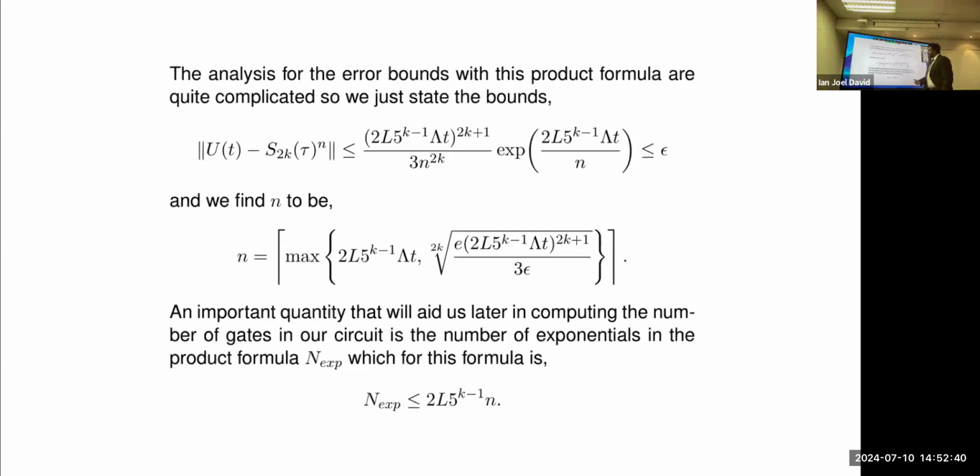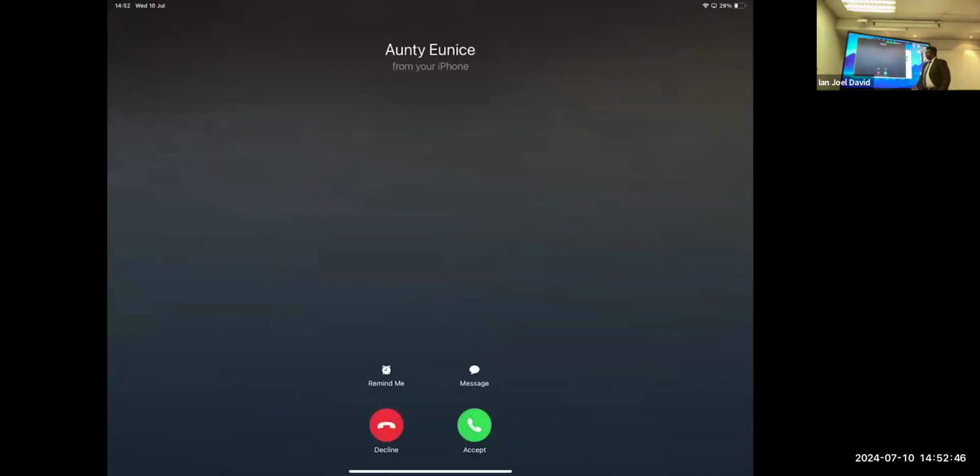But another even more important quantity that we'll talk about in quantum computing, or when we implement this on a quantum computer, is the number of exponentials. Sorry about that.